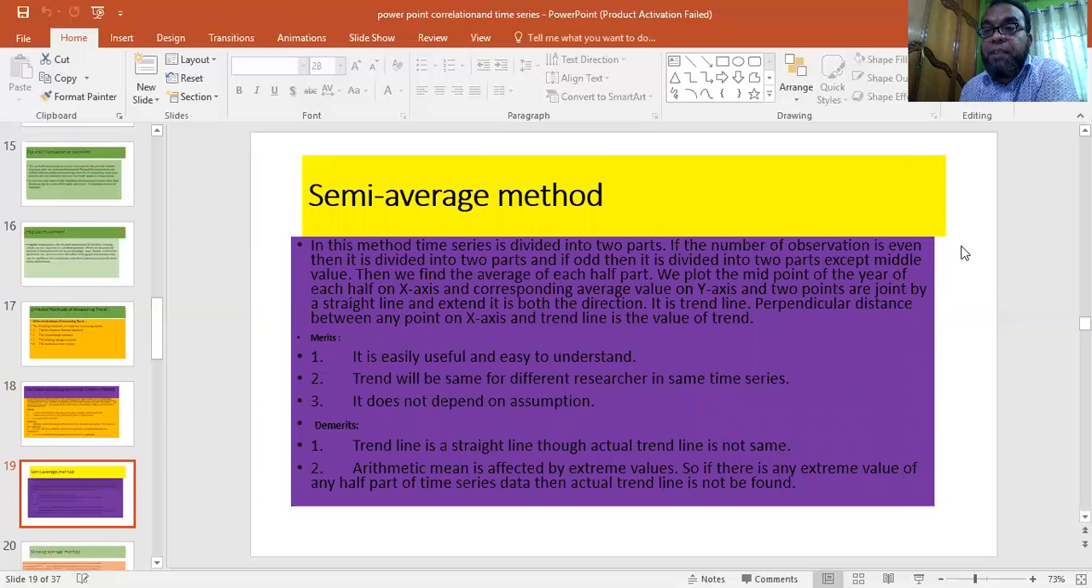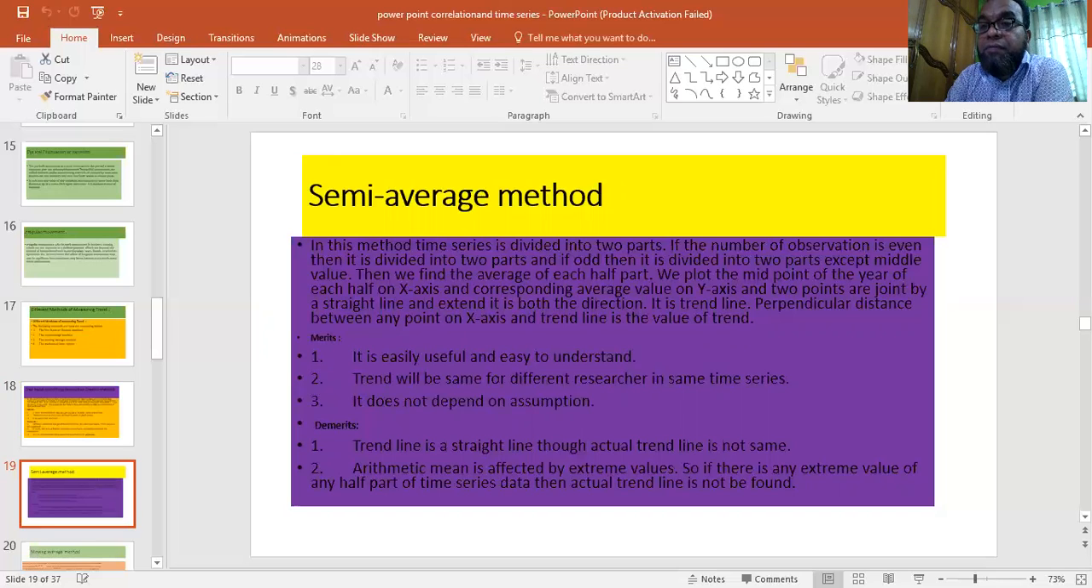Now the semi-average method. Semi-average method is the next method of calculating trend. This is the second method, a very easy and very important method. It is a combination of graphical method and average method, that's why it is called the semi-average method. In this method, we will use a graph. You have to use the calculator for getting the average.